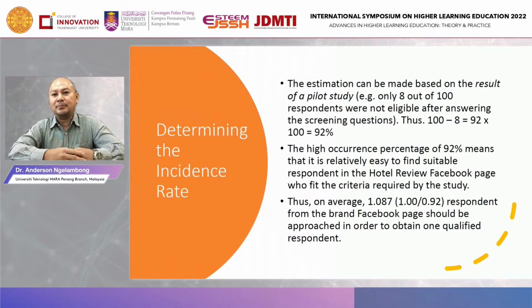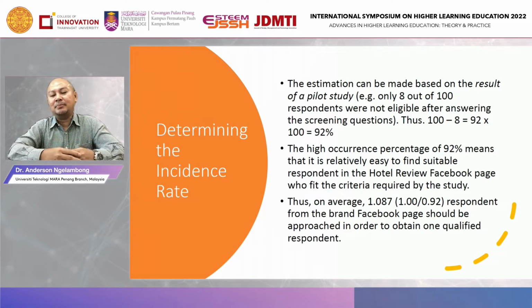For example, you have a pilot study, so you give the survey, 100 surveys, to respondents. From the 100, 8 are not eligible. So how do you know the respondent is not eligible?